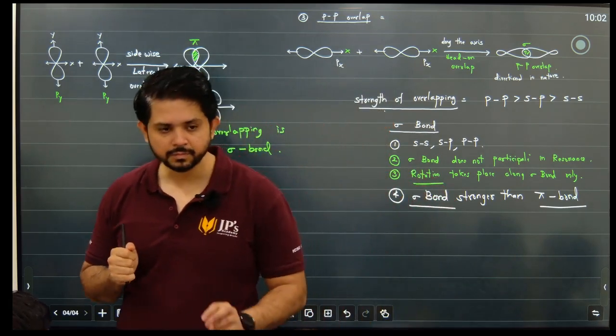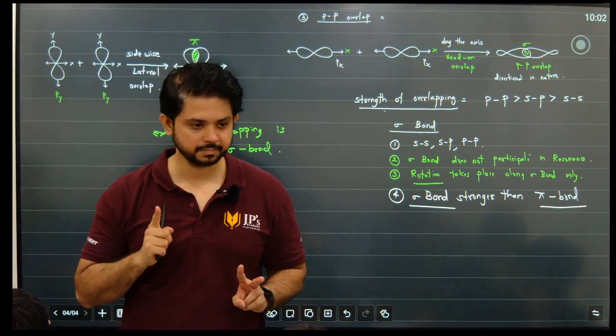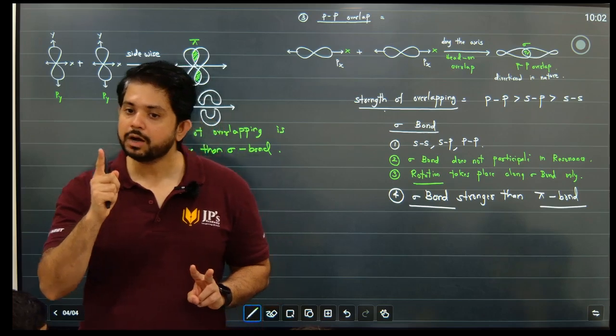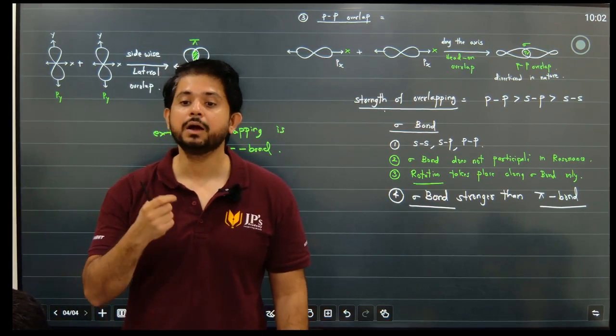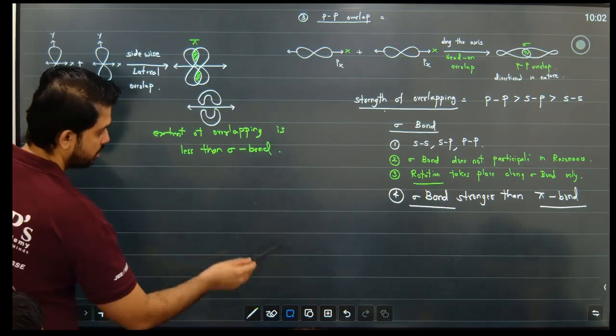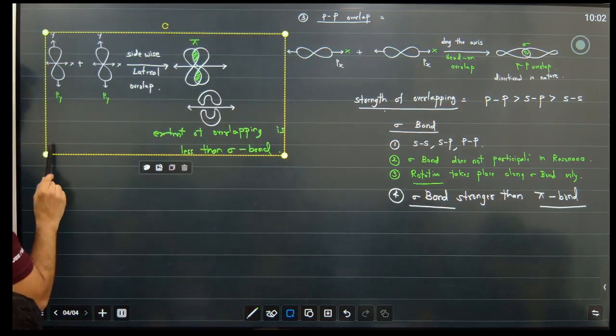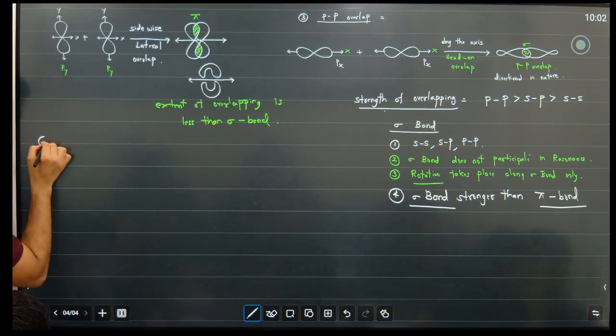Now, between two atoms, there can only be one sigma bond. If an atom wants to form another bond with the same atom, the second bond becomes a pi bond. Let us try and understand that. इसका मतलब क्या है? I want to understand the formation of the O2 molecule.